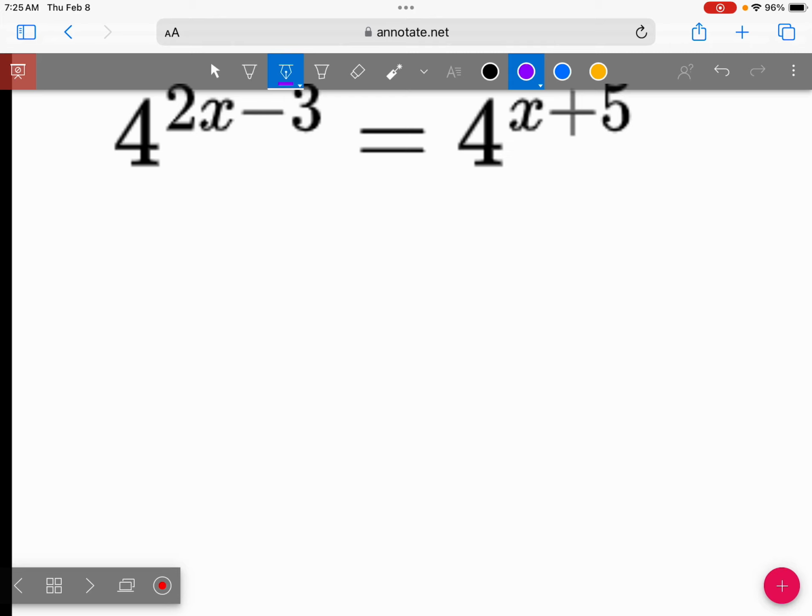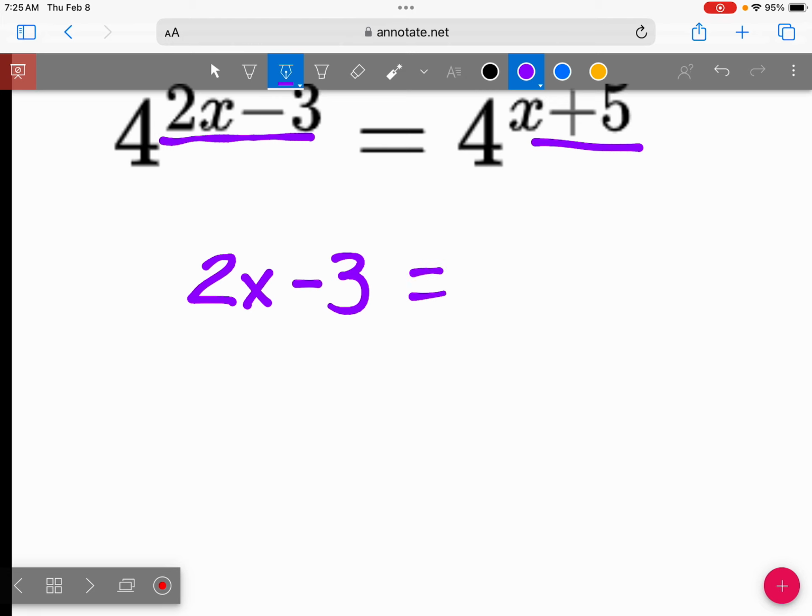Yes, dear. Are we able to bring it down like a regular equation and let 2x minus 3 equal x plus 5? That is 100% exactly what we're going to do. Since our bases are the same, they're not really doing anything. I just need to know when this chunk equals this chunk, because 2x minus 3 needs to equal x plus 5 in order for these two statements to match.